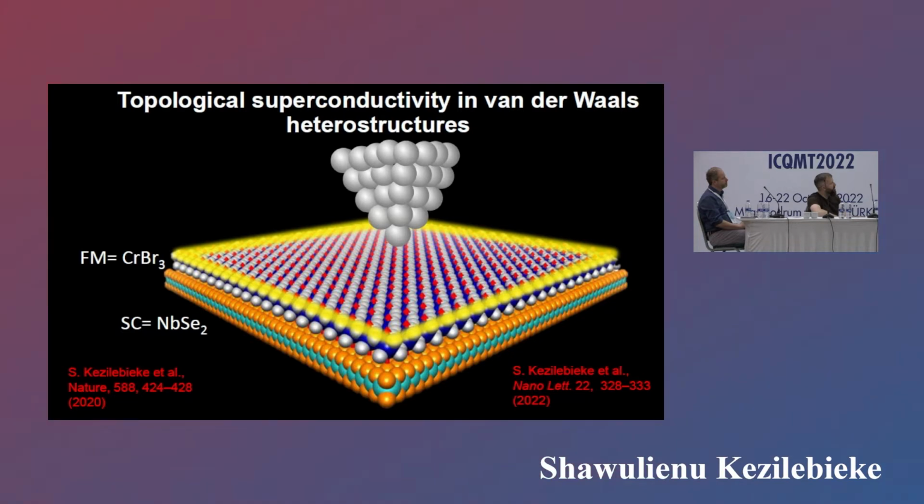And our magnetic material here is chromium tribromide, which is a newly discovered two-dimensional ferromagnet. And if all the conditions are satisfied, we should expect the boundary modes, and that can be studied using a scanning tunneling microscope. Basically, I'm going to focus on these two papers we recently published. Next slide, please.